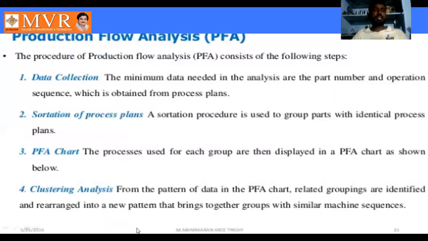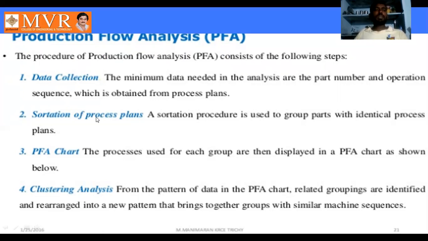First is data collection. The minimum data needed for the analysis must be collected: the part numbers and the operation sequence, which are obtained from the process plan. This is called data collection. After that only, we collect the data.